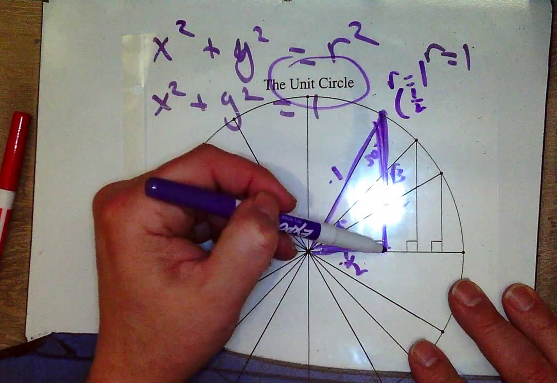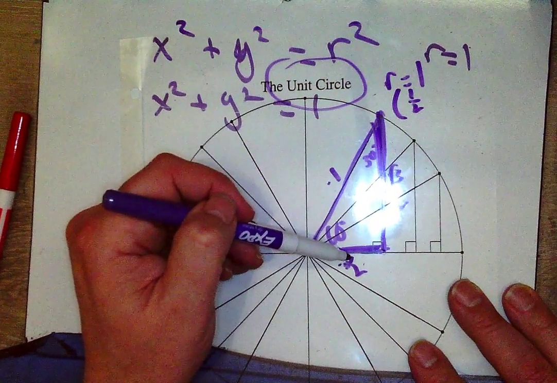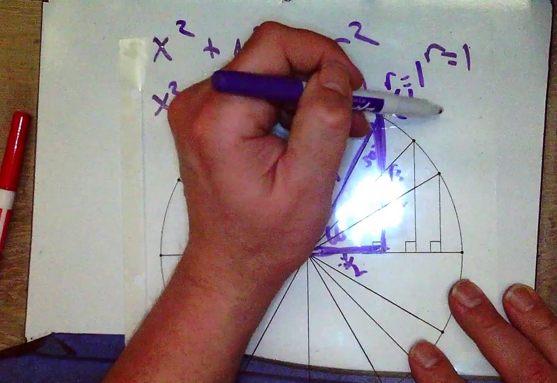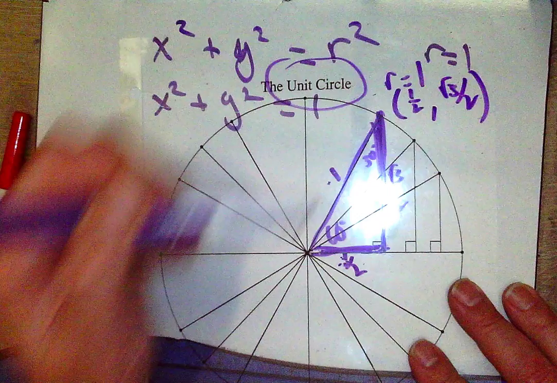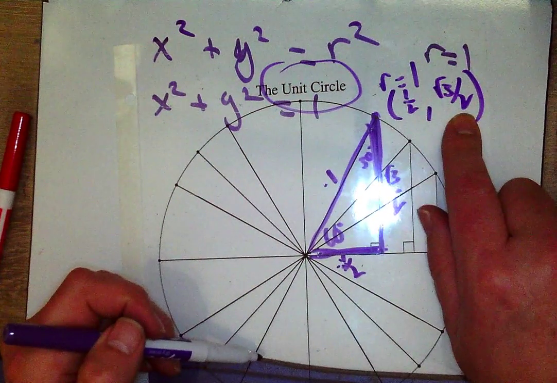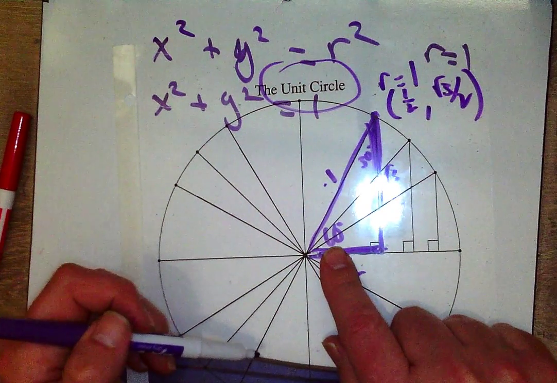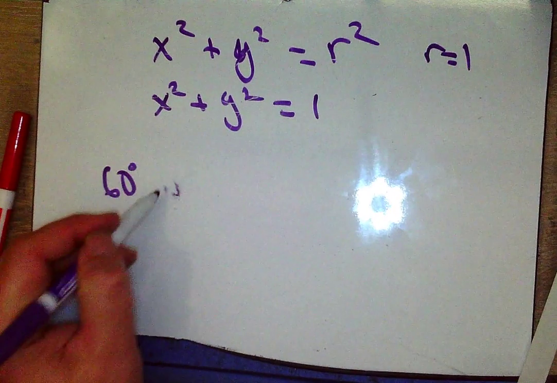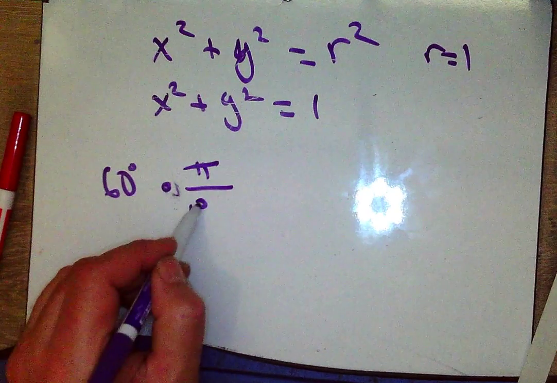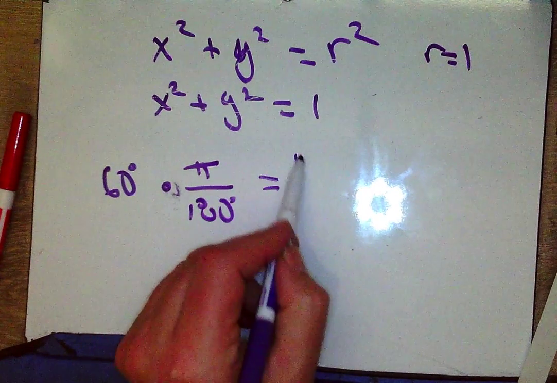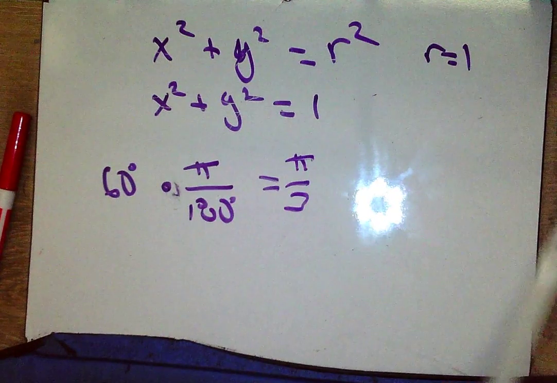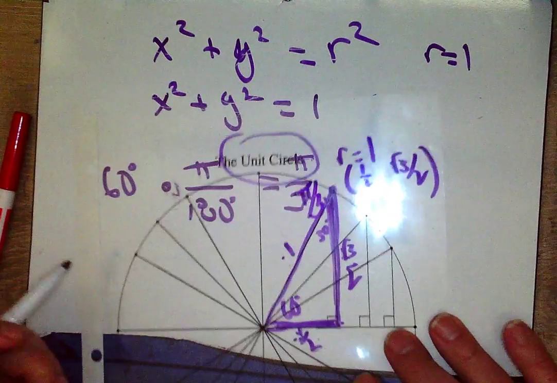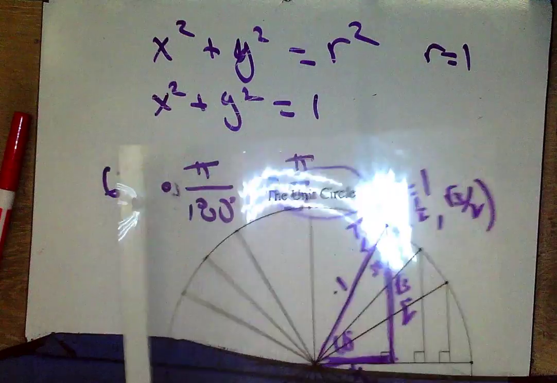And this length, that's longer than 1/2. Okay? This long leg is going to be root 3 times that short leg. Root 3 over 2. So that's where the ordered pair is coming from. This is a 60-degree angle, and 60 degrees, how many radians is that? Well, let's multiply that by pi over 180, and I get pi over 3. Okay? So this is pi over 3 here. Good.